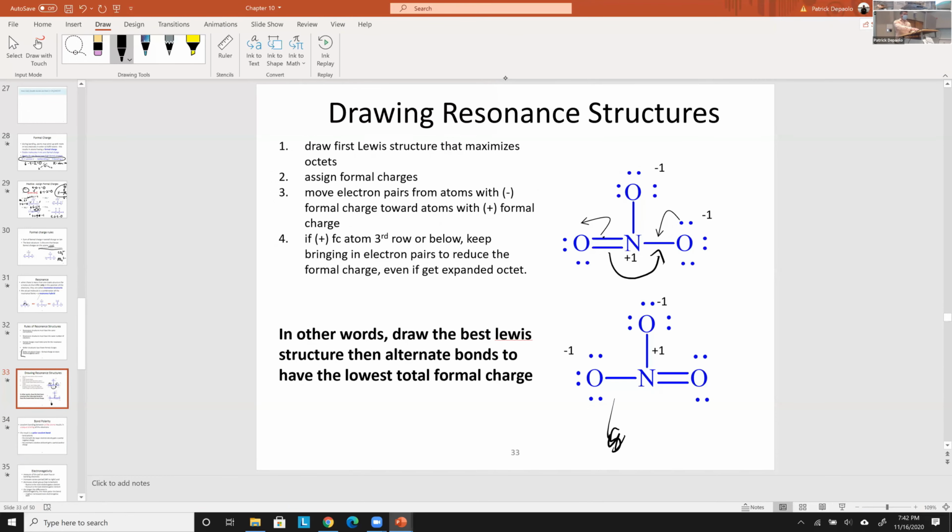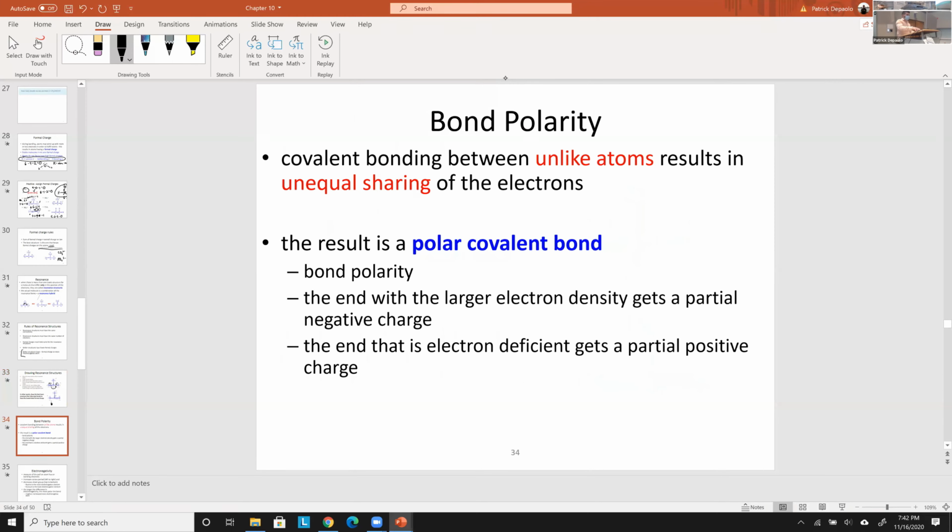Okay. So I know that's a little bit convoluted, but are there any questions on that? Just resonance, you can move the bonds around. Same exact molecule. That's it. No? All right. Okay, next, bond polarity.